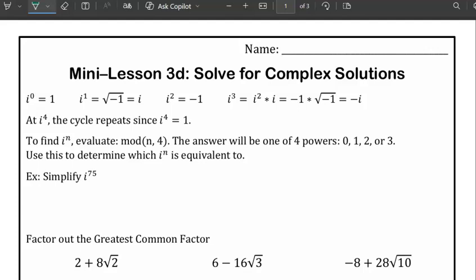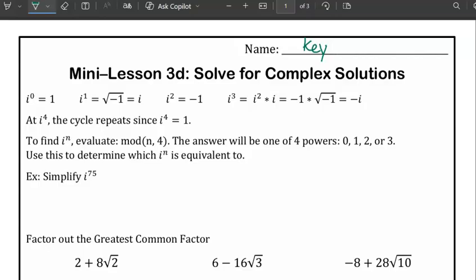Mini lesson 3D. Solve for complex solutions. We have 4 different solutions for powers of i. i to the 0 power is 1. i to the first power is the same thing as the square root of -1, also known as i. i to the second power is -1, and i to the third power is -i. At i to the fourth power, the cycle repeats since i to the fourth power is 1.